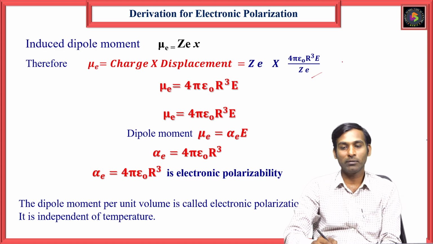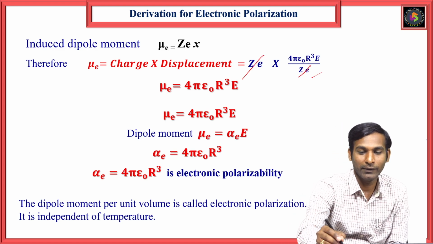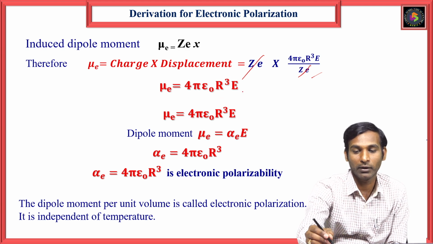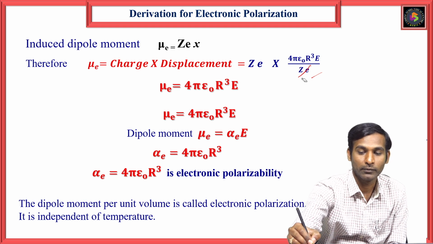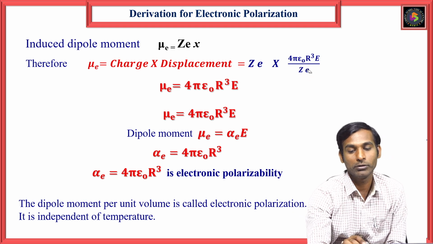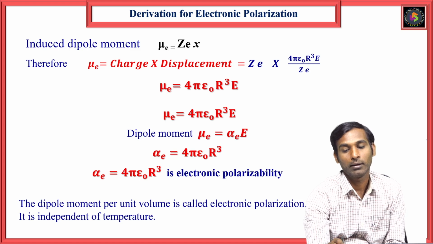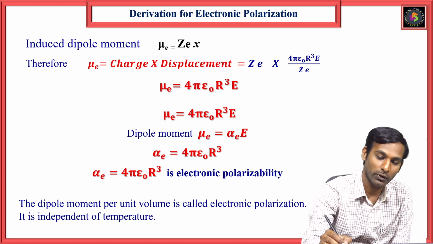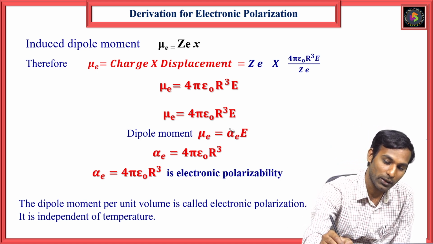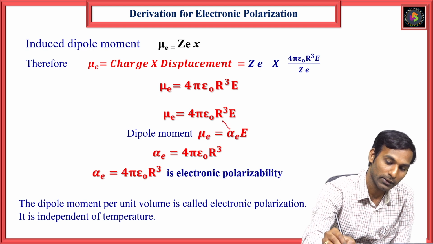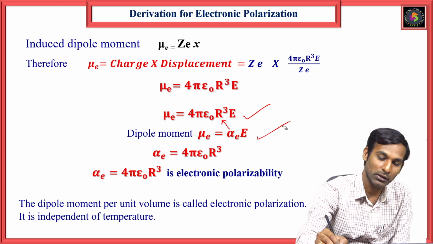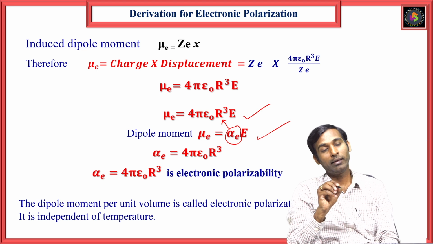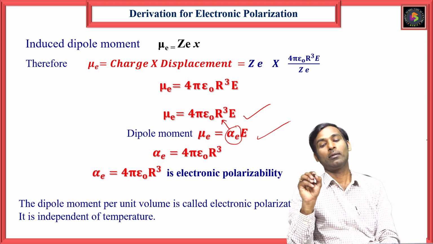Now we can simplify this equation. ZE gets cancelled. We will get 4 pi epsilon into capital R cube into electric field intensity. Okay. Now you can see here, electronic induced dipole moment is directly proportional to the electric field intensity. From the mathematical expression point of view, I am defining a new parameter, that is alpha E. Compare this equation, I am defining a new parameter, that is alpha E. Alpha E is called the electronic polarizability.